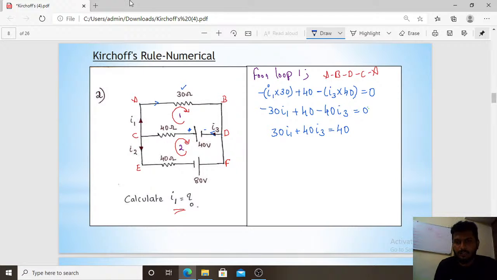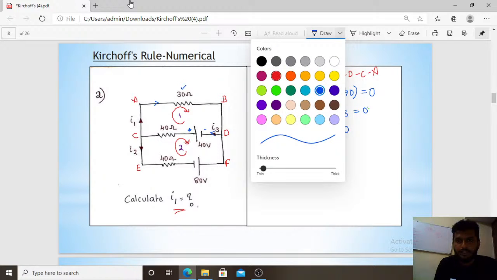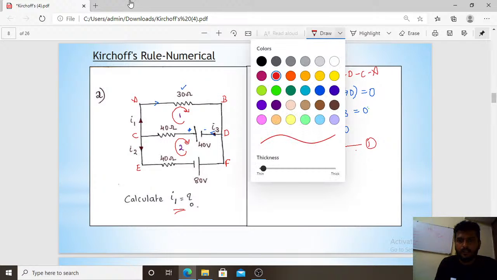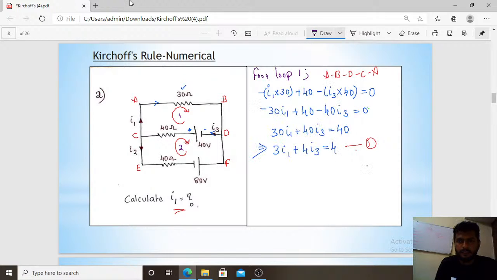So I can write this as 3I1 plus 4I3 is equal to 4. Take this as equation number 1. Then I go for loop number 2 now. Which is the loop number 2? This is loop number 2.